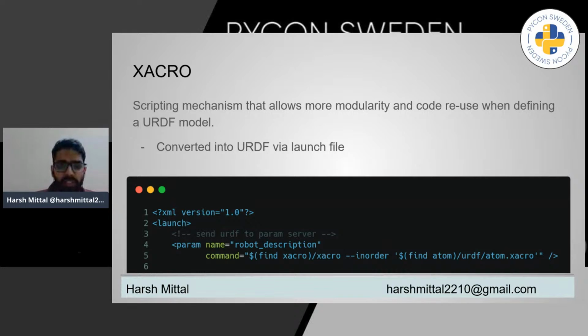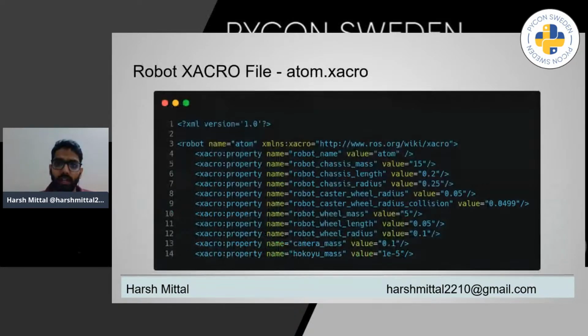Now, the first thing you might have observed in the robot description file, this particular line was added to basically convert Xacro to URDF via the launch file. So this is happening during runtime. So whenever you launch the file, it will automatically convert your Xacro to URDF. In the Xacro file, the first thing that we do is define all the different properties of the robot, like its name, its mass, the robot wheel size, etc.